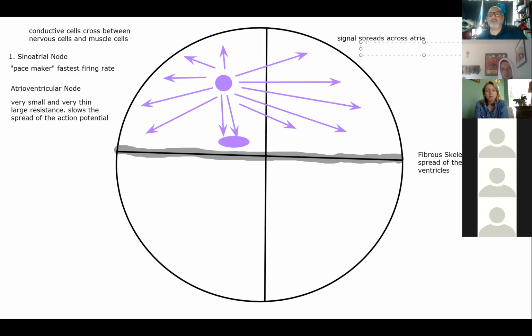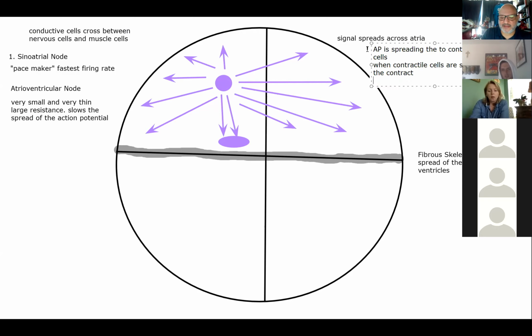Remember, when this action potential is spreading across the atria, the action potential is spreading to the contractile cells. And when contractile cells are stimulated, what do contractile cells do? They twitch. They contract, absolutely. And when they contract, that pumps the blood. Now, if we are going to turn our heart into an efficient pump, do we necessarily want the atria and the ventricles contracting at the same time?